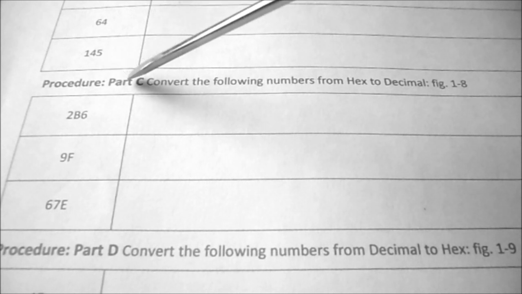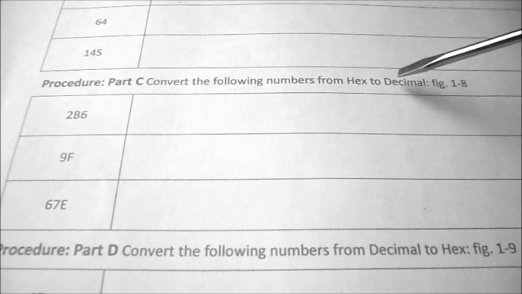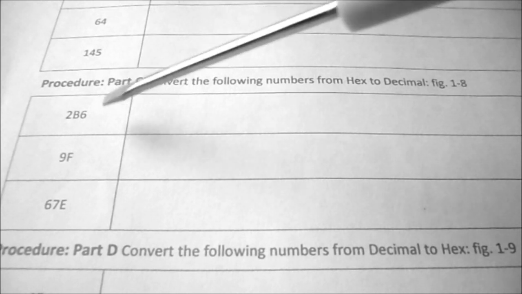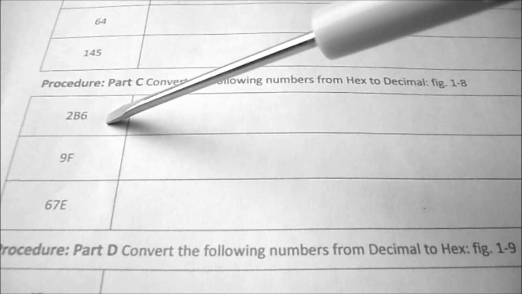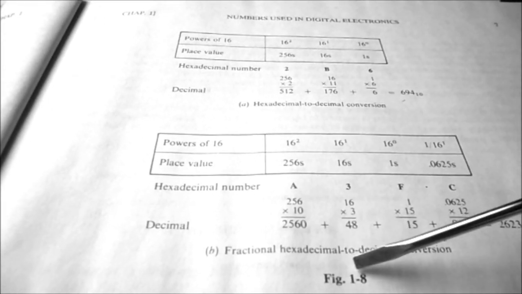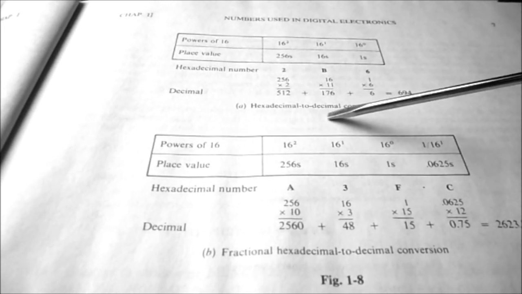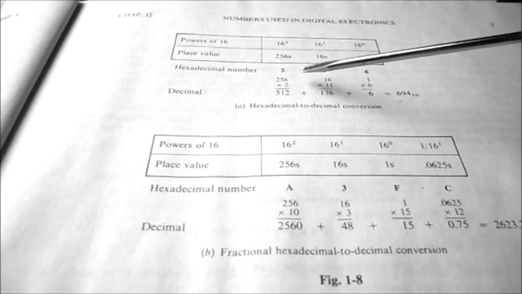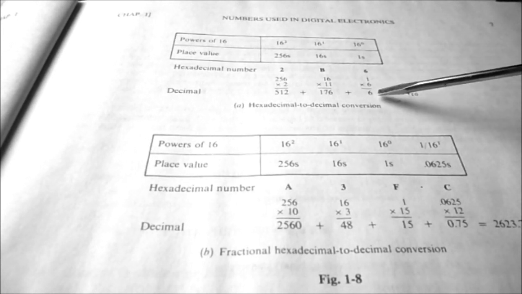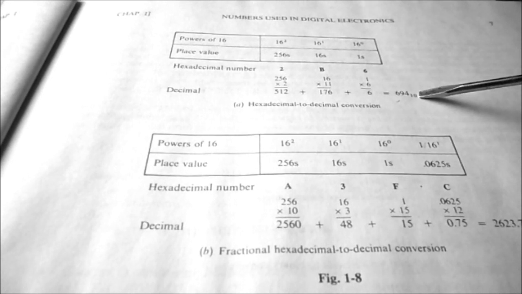Under procedure part C, we're to convert the following numbers from hex, that's hexadecimal, to decimal. And check out figure 1-8 for a procedure on how to convert from hexadecimal to decimal. So in your textbook, figure 1-8, and we're looking at A part where they're doing a hexadecimal to decimal conversion. They're trying to convert the hexadecimal number 2B6 to its decimal equivalent, which works out to be 694 in base 10.